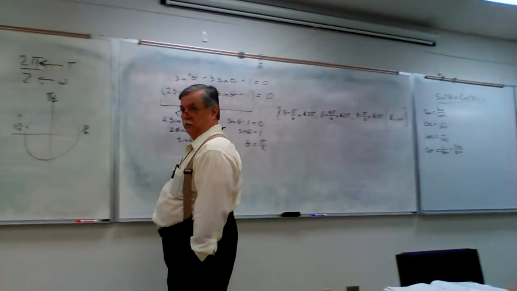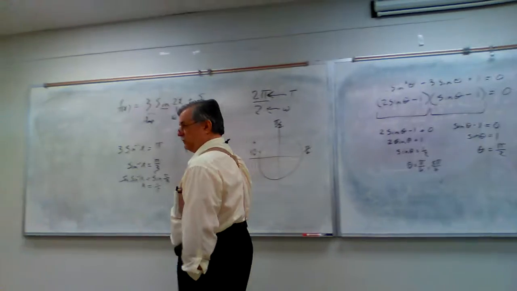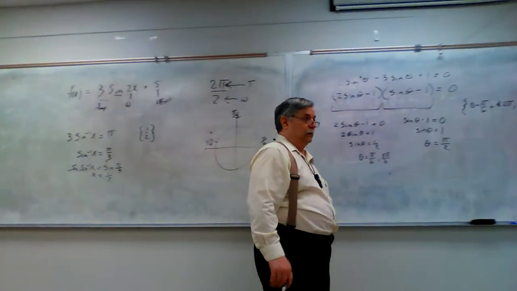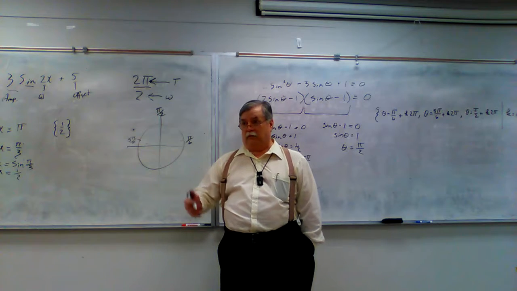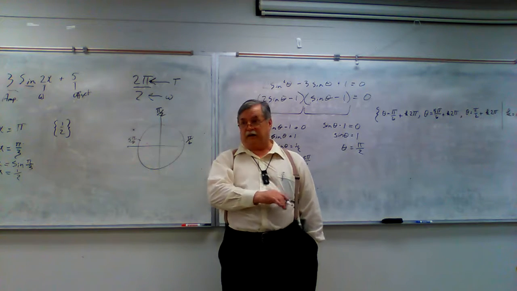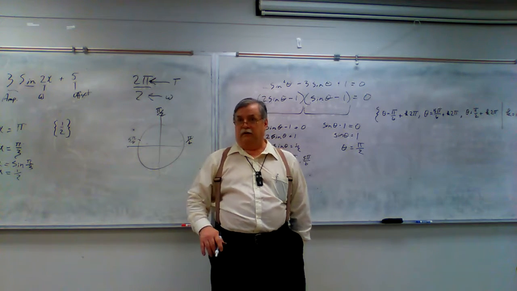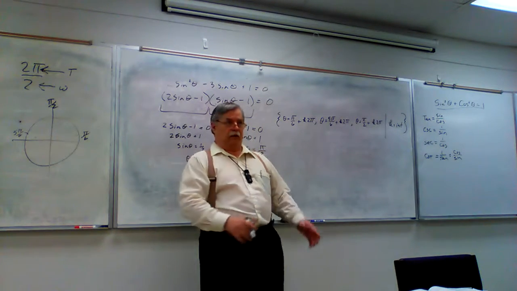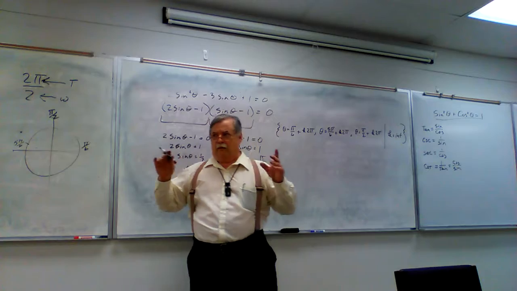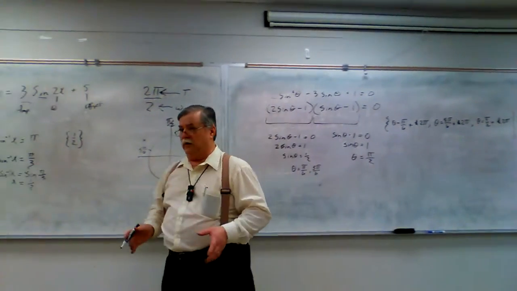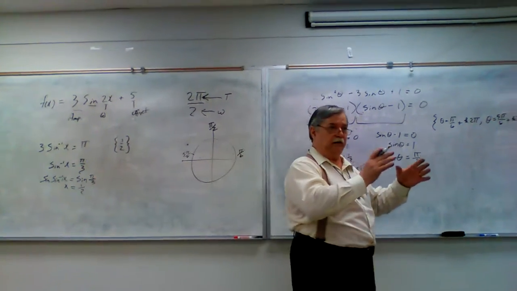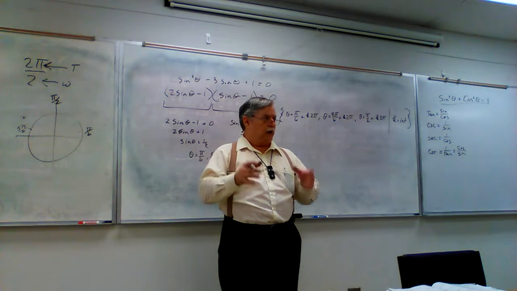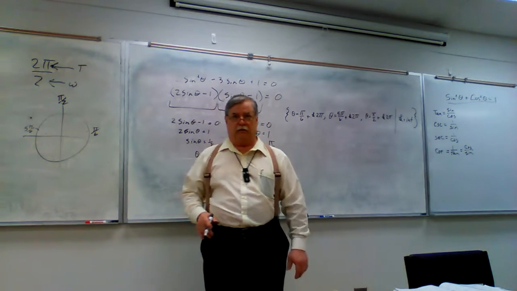As a general rule, the first thing you want to do when you're trying to establish an identity is work on the more complex side of the equation. It's probably going to be something complicated equals something simple. So the best approach is usually to take the complex and simplify it. That will guide you towards a solution.